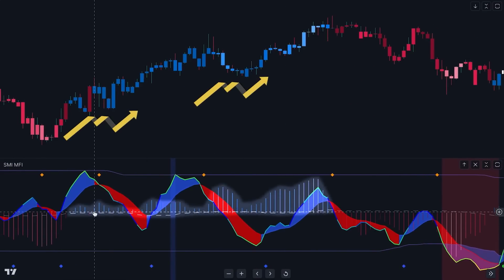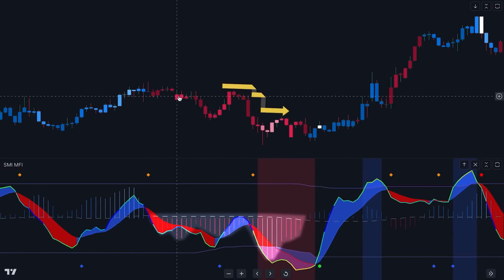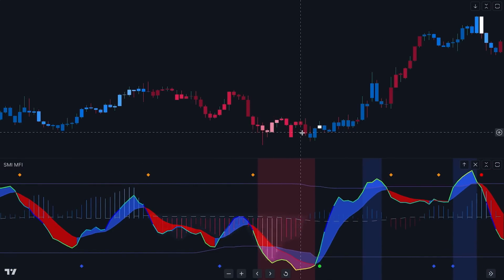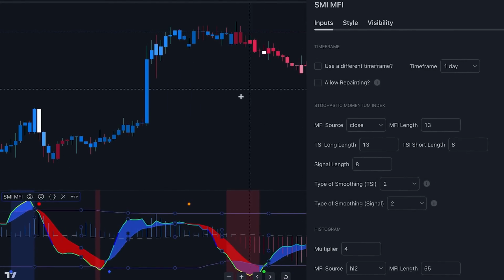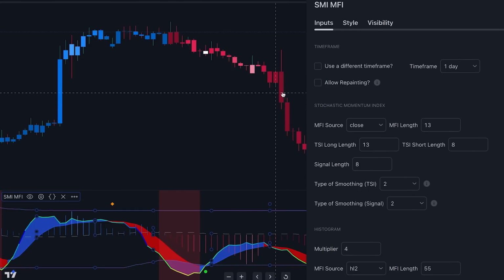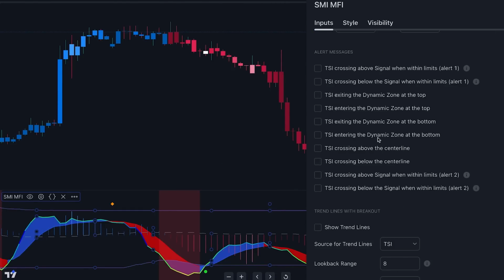When the histogram is above the 0 level, this means you should be aligning your analysis for buying trades, and when below, you should be preparing for bearish trades. If we go into the settings of the indicator by clicking this gear icon, we can see we have a number of options available. However, in this video, we will only be covering the most important options that you need to be aware of.